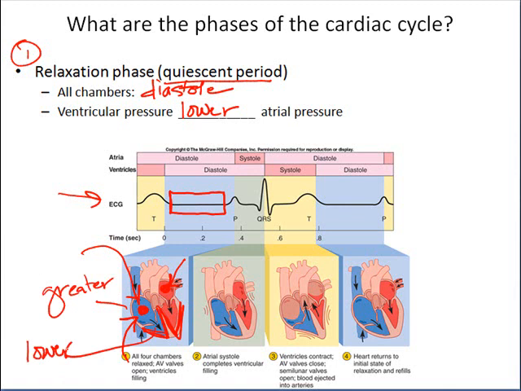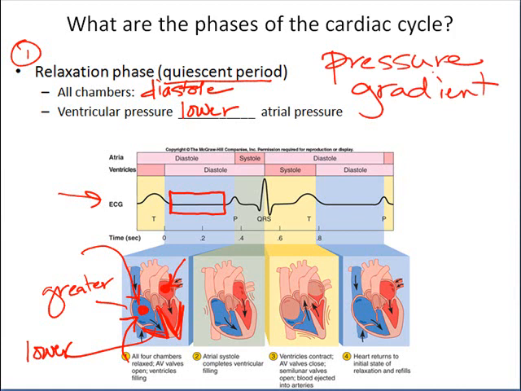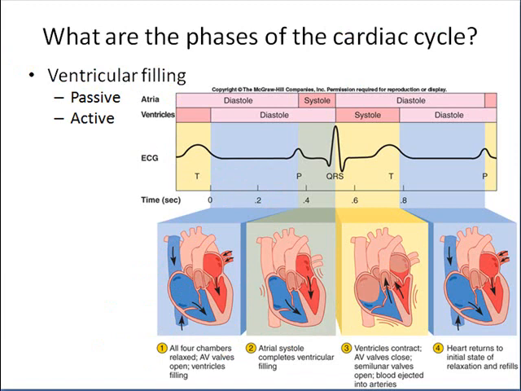That's important because that means we have a pressure gradient. Remember, a gradient occurs anytime you have a difference between two locations. That difference could be a difference in pressure, in voltage, or in chemical concentration. That pressure gradient means that we're going to have a passive process of blood flowing from where it's in greater concentration to where it's in lesser concentration. So we just get this passive movement of blood from the atria into the ventricles. That process is called ventricular filling.